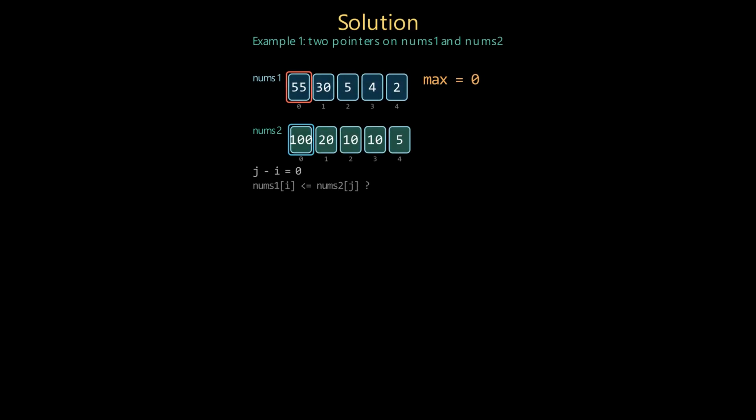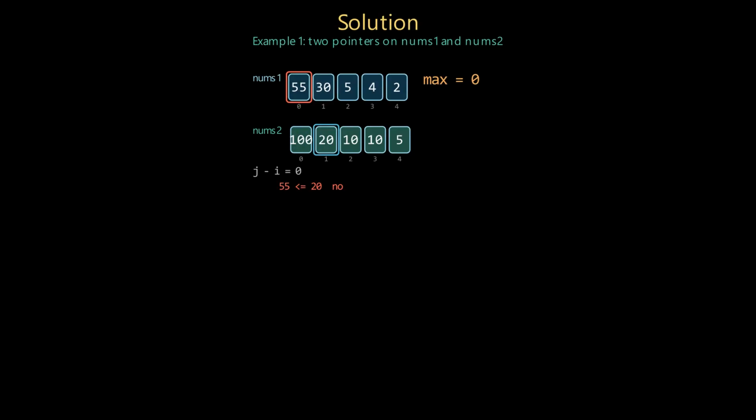We place two pointers at the start of the arrays. Index i starts at 55, and index j starts at 100. We also track the maximum distance, starting at 0. We check, is 100 at least as large as 55? Yes. The condition holds, so we note the distance j minus i is 0, and we try to push j further right next.